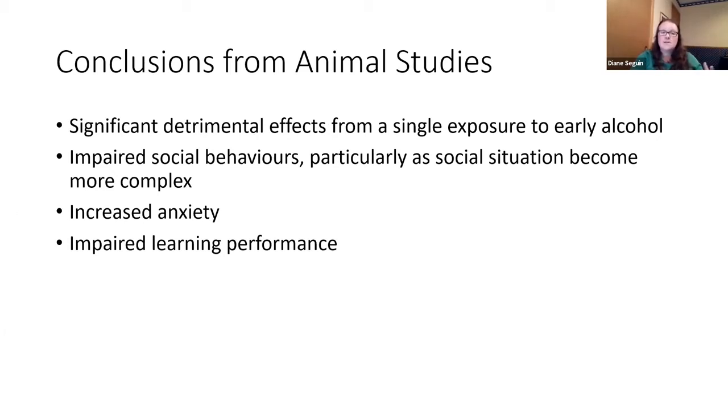Socially, we saw impaired social behaviors, particularly as social situations become more complex. There is increased anxiety in both animal models that we looked at, and we saw impaired learning performances. In the rats in particular, we can tease apart differences in different domains, where we see learning impairments compared to more simple tasks where we don't see that impairment as much.